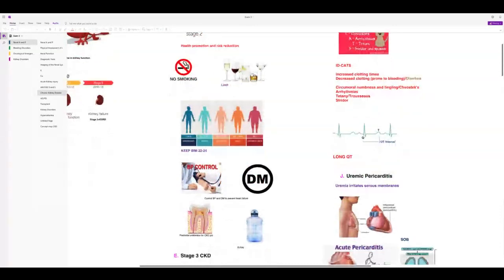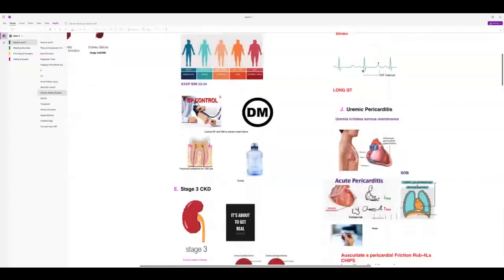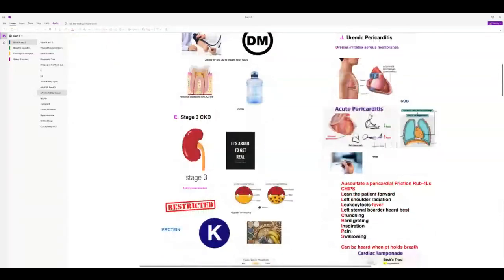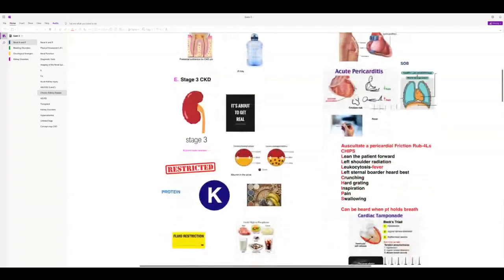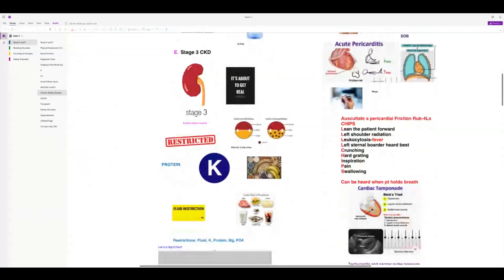Uremia, the pericarditis. So remember, it irritates serous membrane. So remember your signs and symptoms for pericarditis. And remember, especially tamponade, okay? So the hypotension, JVD, muffled heart sounds, and that pulsus paradoxus.